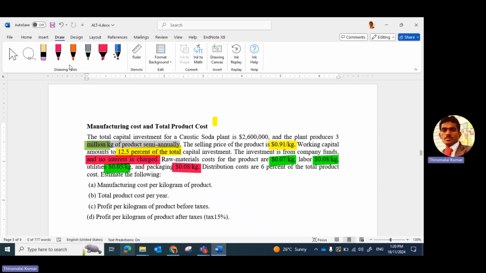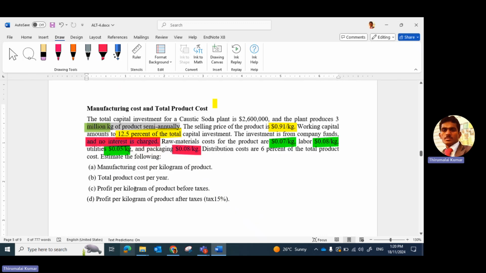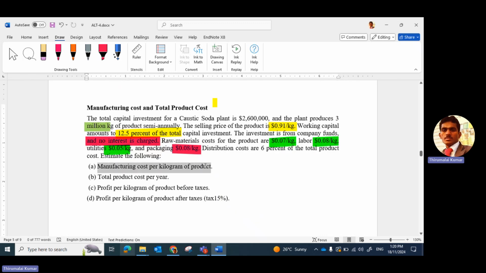So the expectations here are the manufacturing cost for 1 kilogram of a product, the total product cost, profit per kilogram before tax, that is our gross profit, and profit per kilogram if you have income tax of 15%. So after the tax, that is your net profit.